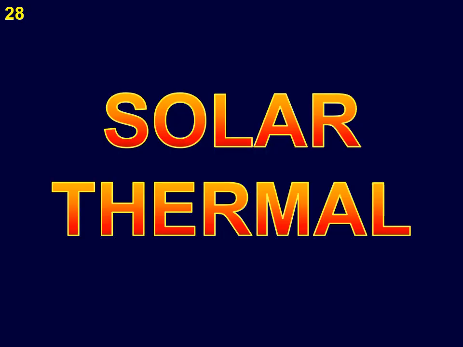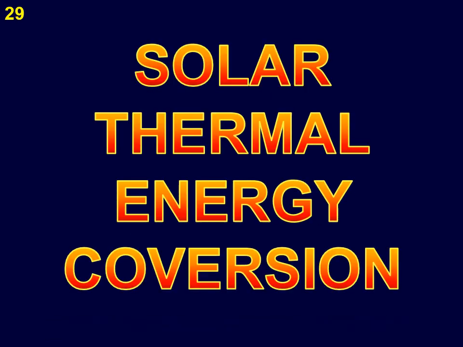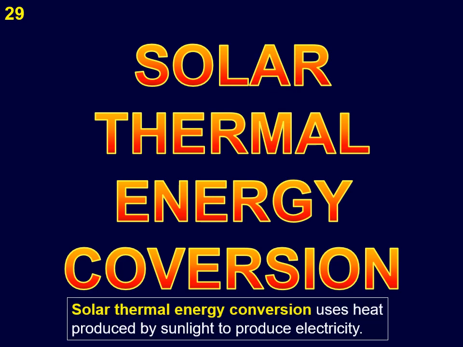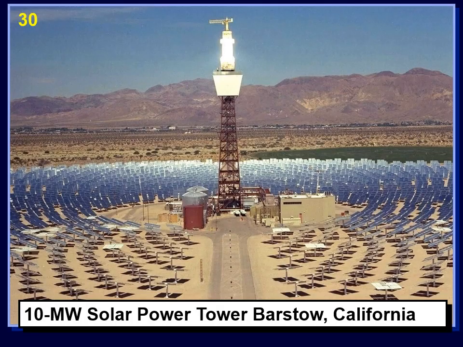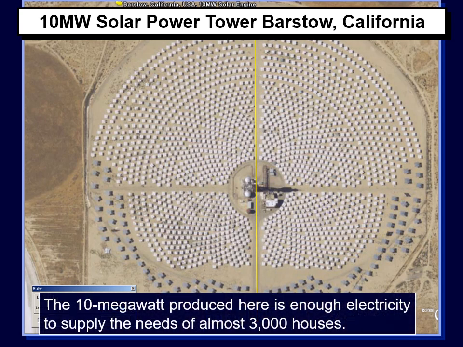Another type of solar power is called solar thermal. Solar thermal energy conversion uses heat produced by sunlight to produce electricity. This is a 10-megawatt solar power tower, called Solar 2, in the Mojave Desert near Barstow, California. The 10 megawatts produced here is enough electricity to supply the needs of almost 3,000 houses.